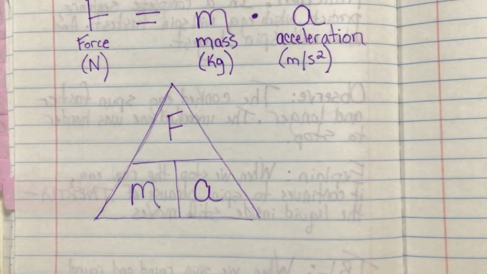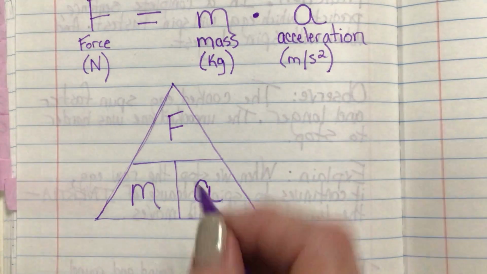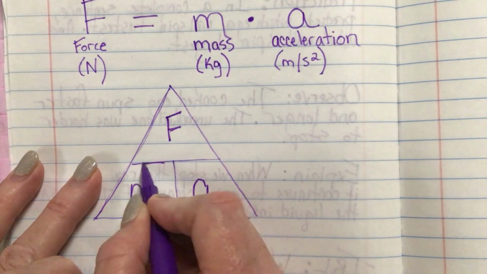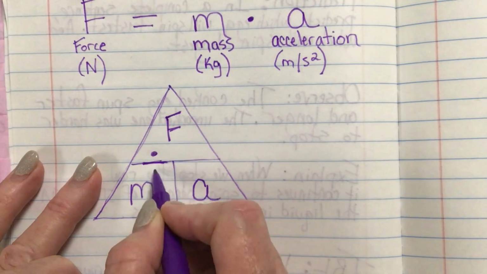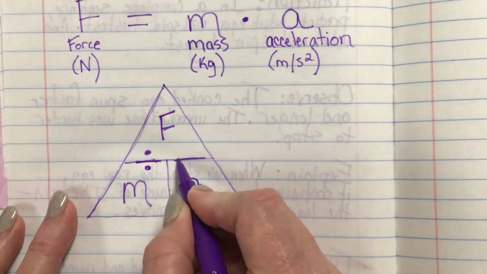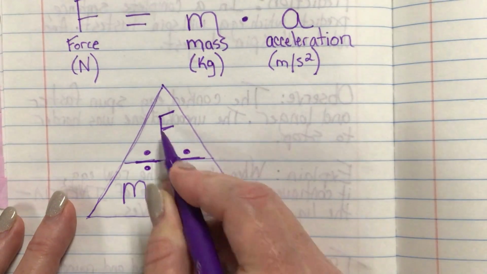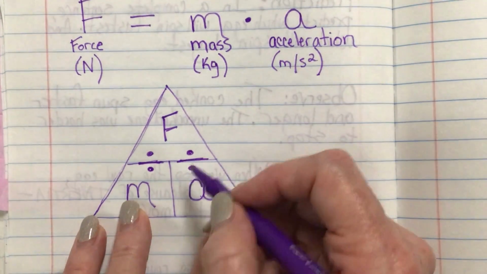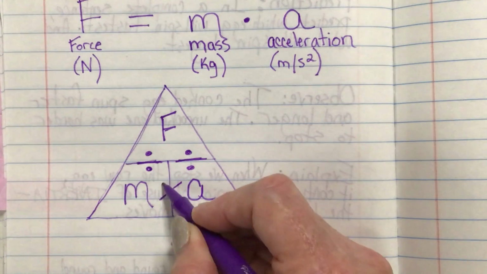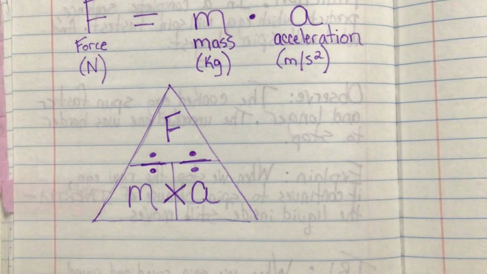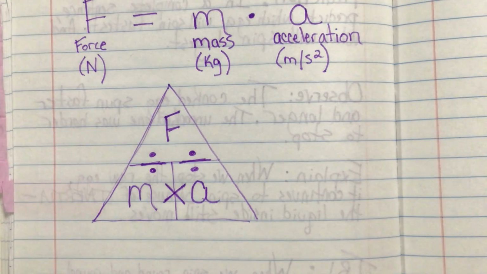And just like the speed, distance, time problem, if force is on top, what math operation are we going to do? Divide. If force is given and acceleration is given, we're going to divide. And if they're side by side, we're going to multiply.